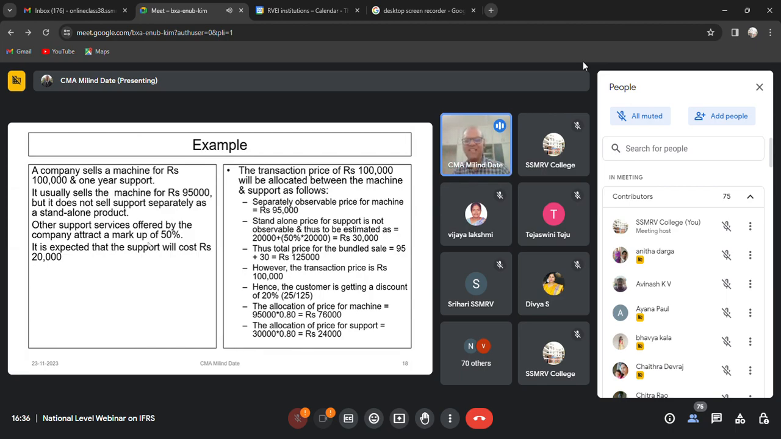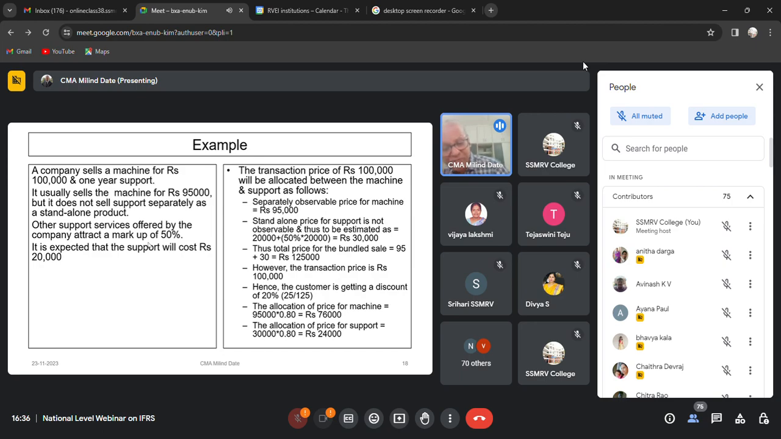When will you recognize the revenue of 76,000? Immediately, when you transfer the machine into the hands of the customer and you pass on all the rights in the machine to the customer. When will you recognize the revenue for support? 24,000 will be spread over a period of 1 year, which is generally done equally. So maybe at the rate of 2,000 rupees every month, you will go on recognizing that revenue.